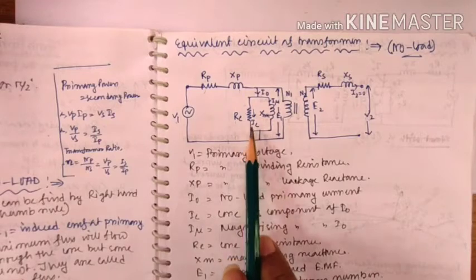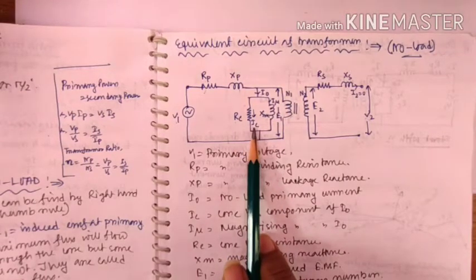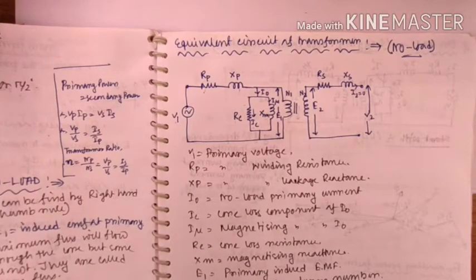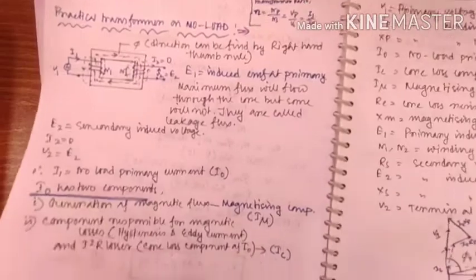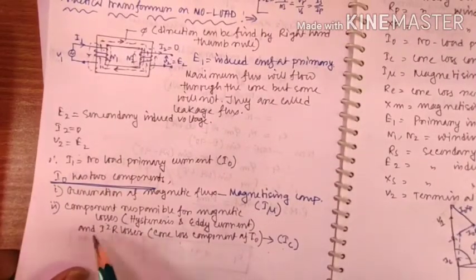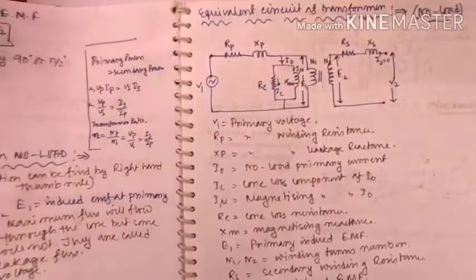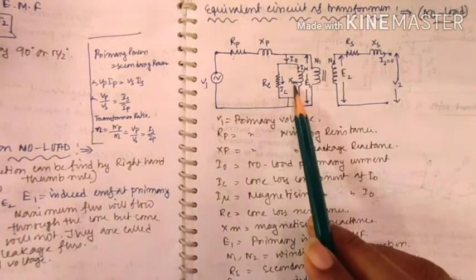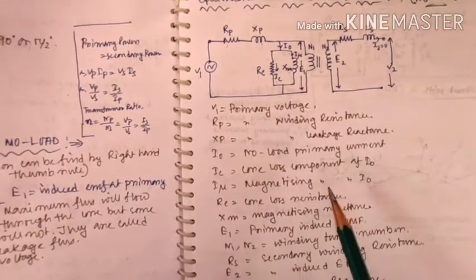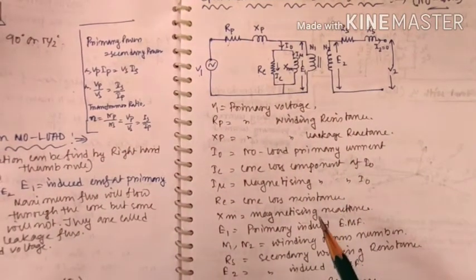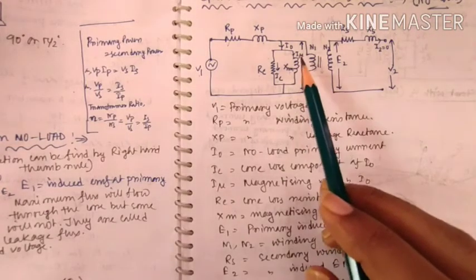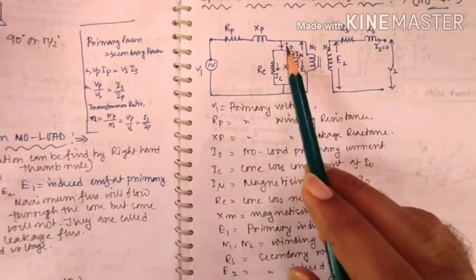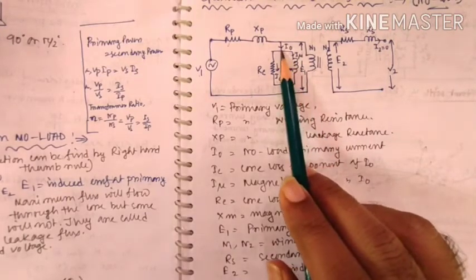Through RC, the current that flows, IC, is basically the loss current, because in the case of loss we know the maximum loss comes due to I square R. It is written here, that is the core loss component. And whenever the current IM flows through XM, the magnetizing reactance, the current becomes IM, and the summation of IM and IC gives I0, the no load primary current.